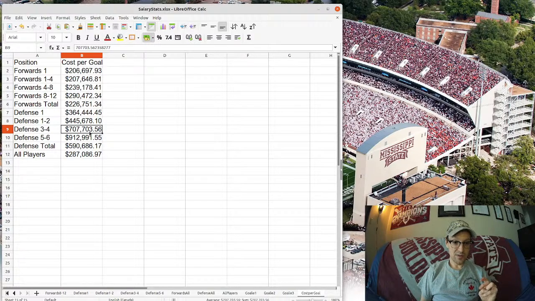Middle 2 defensemen, $707,703 per goal, and then $912,991 cost per goal for the bottom pairing defenseman. And the total for defensemen per goal on average is $590,686 per goal.